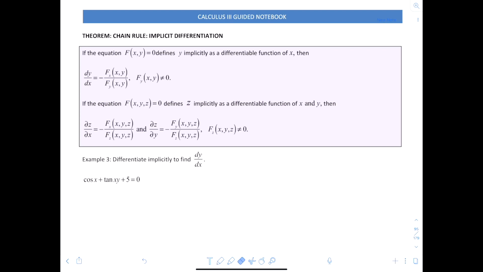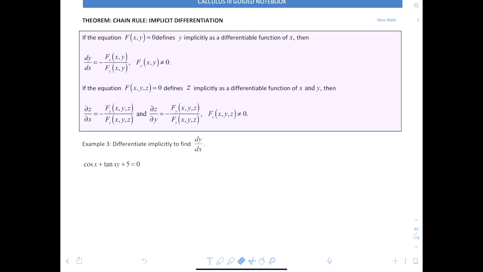So if the equation capital F at x, y equal to 0 defines y implicitly as a differentiable function of x, then dy/dx is equal to negative Fx(x, y) over Fy(x, y), as long as that denominator is not equal to 0. Now, if you've got an equation F at x, y, z equal to 0 that defines z implicitly as a differentiable function of x and y, then dz/dx will be negative Fx(x, y, z) over Fz(x, y, z).